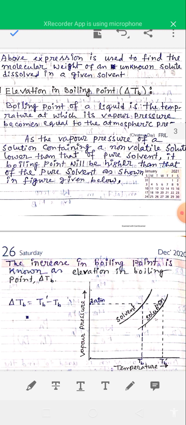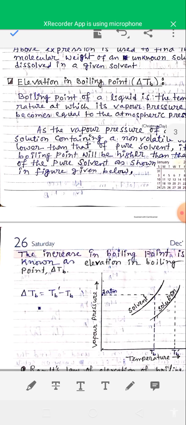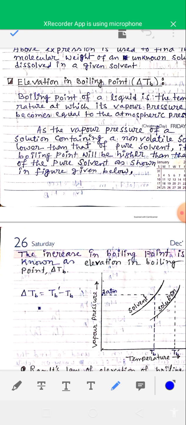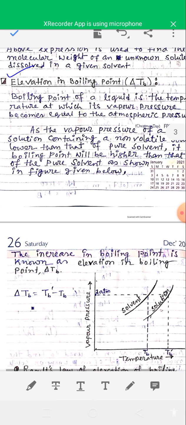Okay, so as the vapor pressure of a solution containing non-volatile solute is lower than that of pure solvent, its boiling point will be higher than that of pure solvent. So here this term, elevation in boiling point, is used because the boiling point of the solution will be higher than that of pure solvent.